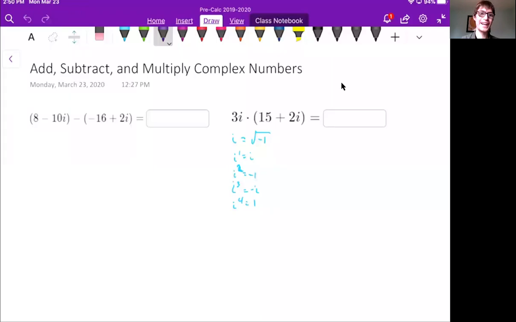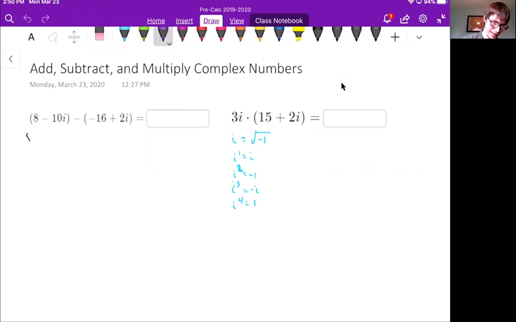Hey everyone, let's look at adding, subtracting, and multiplying complex numbers now. Once we start doing this, it might seem more intuitive than you might imagine. Let's look at it and see what it does. We've got 8 minus 10i minus negative 16 plus 2i. To do this, we do it just like we do any other problem.